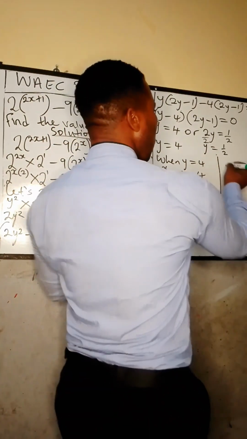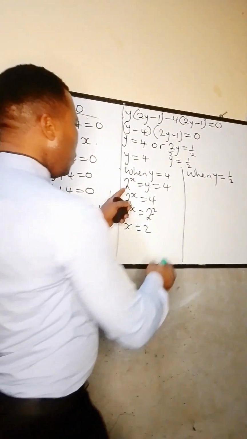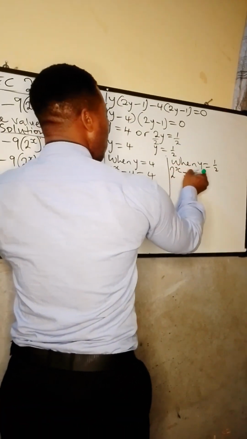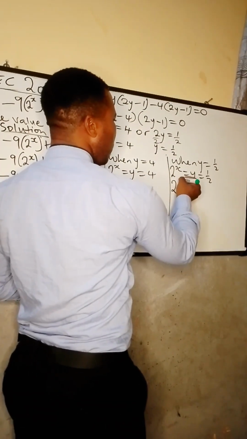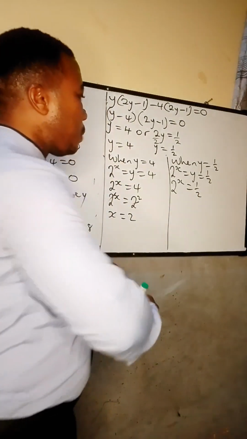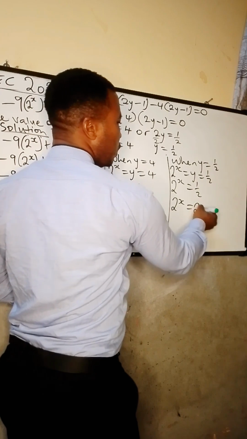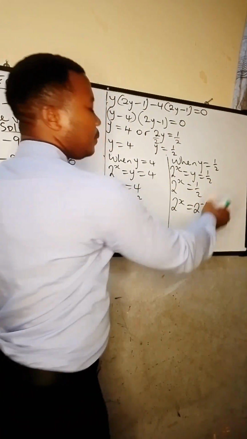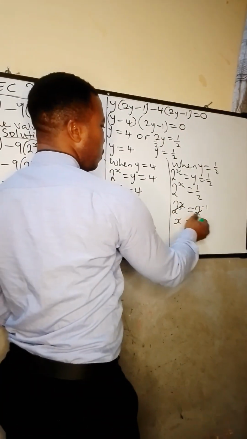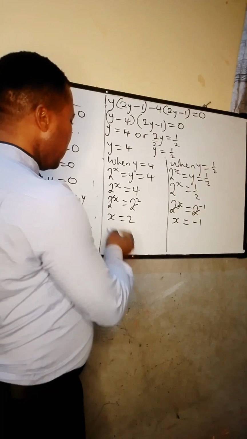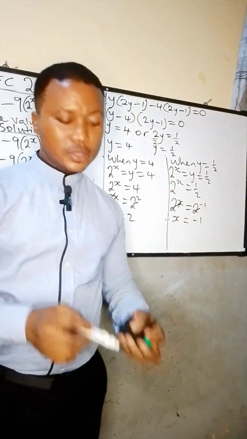Then also here, when y is equal to half. Remember that 2 raised to the power of x is equal to y, which is equal to half. So here we are having 2 raised to the power of x is equal to half. We try to make them have the same base as well, which is giving us 2 raised to the power of x is equal to 2 raised to the power of minus 1. So we also equate their powers. So x is equal to minus 1. You can see, therefore, x is equal to 2 or x is equal to minus 1.